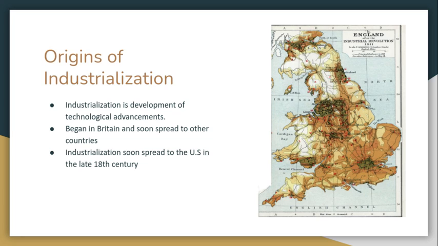Industrialization first occurred in Britain in the 18th century. However, it did not remain in Britain and later spread to other countries. One of these countries was the United States. The United States experienced major changes throughout history because of industrialization and the new innovations that came with it. In the United States, industrialization occurred during the late 18th century.